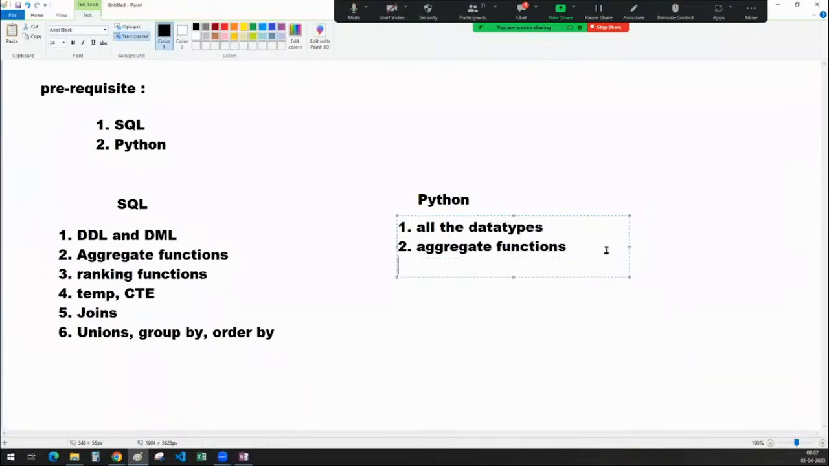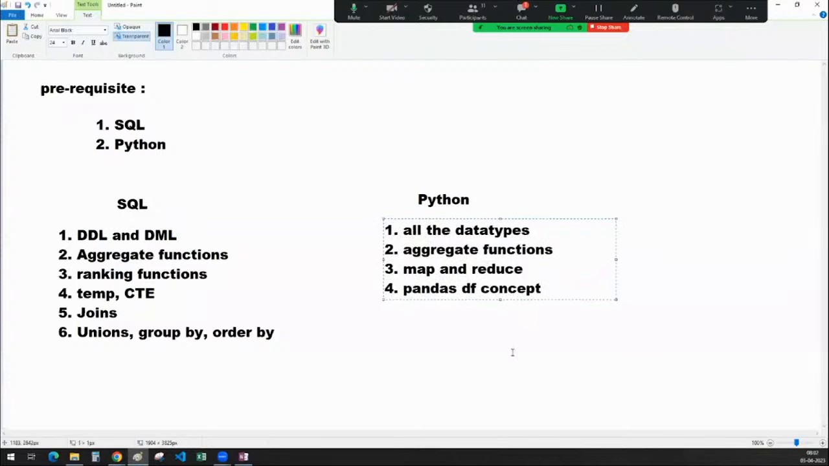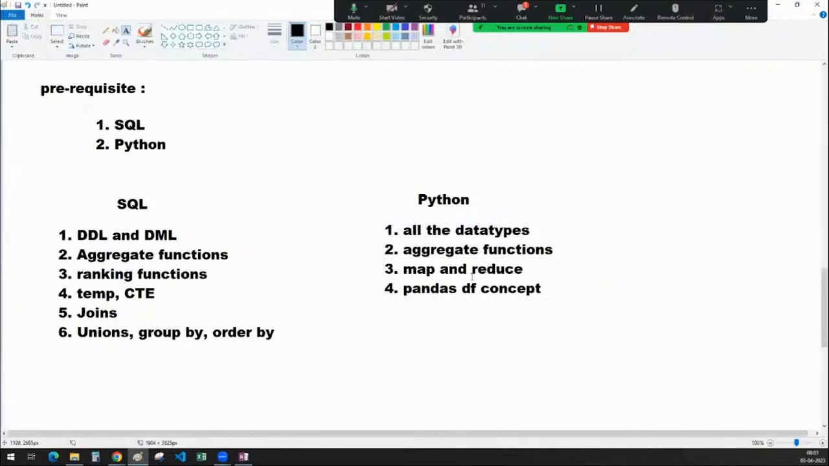Okay, if you get the time, look at map and reduce. MapReduce. And if you still get time, just focus on the Pandas framework. In Pandas, look at the data frame concept. How to create a data frame. That's it. If you are just focusing on these things, that is enough, I believe. All the data types, aggregate functions, map and reduce, Pandas data frame concept. If you get it. But the minimum, the basic thing I would expect is this.